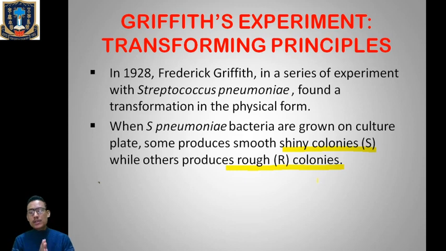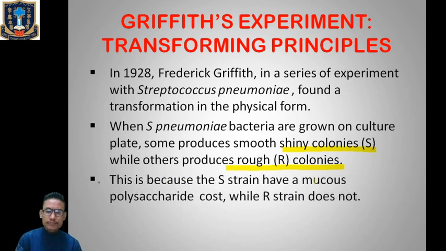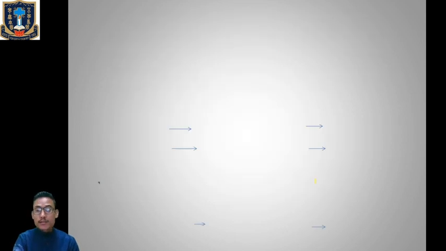So Streptococcus pneumoniae, the bacteria that causes pneumonia, has two strains. One is the virulent S strain, and the other one is the avirulent R strain. We call it virulent S3 strain and avirulent R2 strain. Clear? So you now know what Streptococcus pneumoniae is and what the two strains of this bacteria are. This we have just discussed. Now let's move further. S strains have a mucus polysaccharide coat, or polysaccharide capsule, and the R strain does not have this.